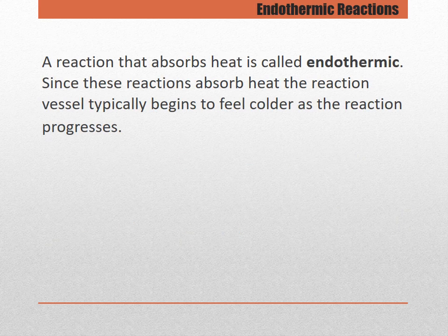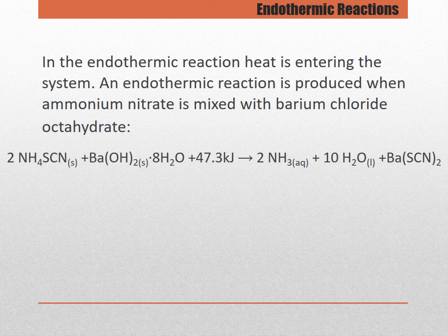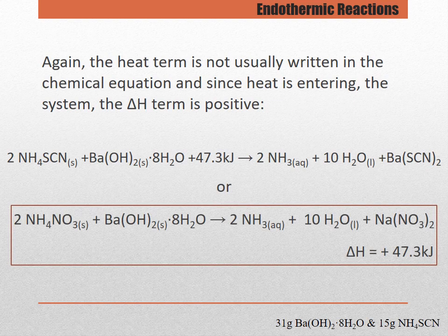A reaction that absorbs heat is called endothermic. Since these reactions absorb heat, the reaction vessel typically begins to feel colder as the reaction progresses. That's endothermic. Heat is entering the reaction from the environment. In the endothermic reaction, heat is entering the system. An endothermic reaction is produced when ammonium nitrate is mixed with barium chloride octahydrate. Again, the heat term is not usually written in the chemical equation, and since heat is entering the system, the delta H term is positive.